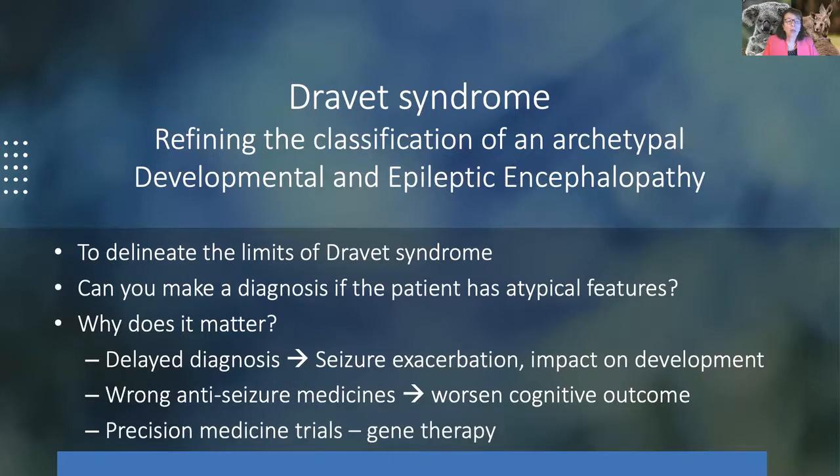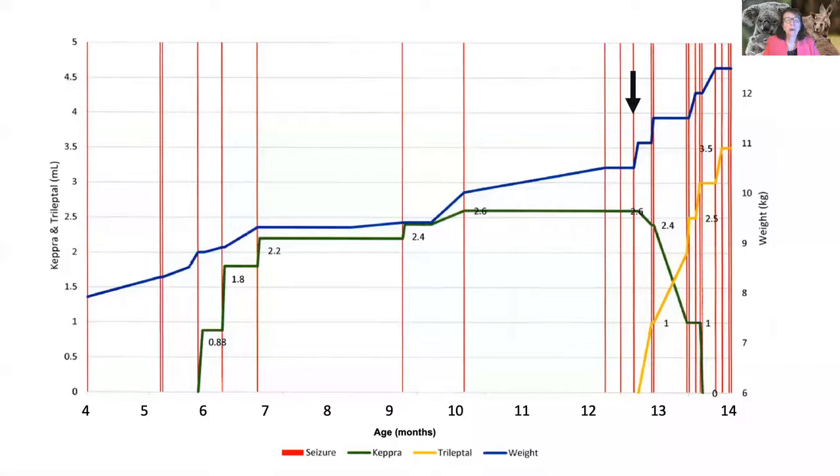And then importantly, we're just at the beginning of precision medicine trials, particularly of exciting advances with gene therapies. So we need to make a diagnosis as early as possible so we can make sure the right children can get it before the developmental consequences of the SCN1A mutation are noted. And this is just by way of example to show what happens if you miss the diagnosis, you don't think about Dravet syndrome, and you give the wrong drug.